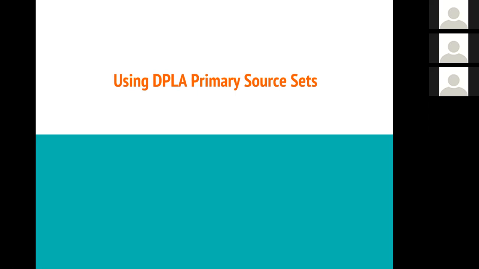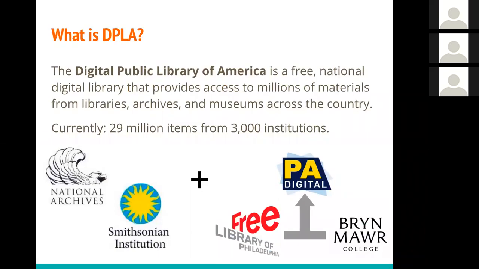So in this next section, I would like to briefly introduce DPLA and our primary source sets. So first, what is DPLA? The Digital Public Library of America is a free national digital library that provides access to millions of materials from libraries, archives, and museums across the country. So currently, we have 29 million items from about 3,000 institutions across the country.